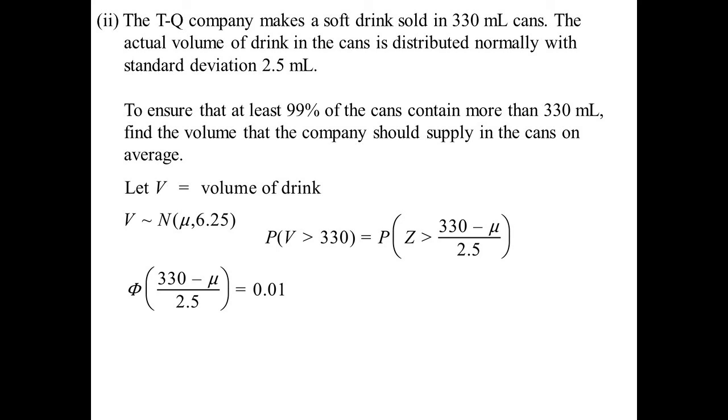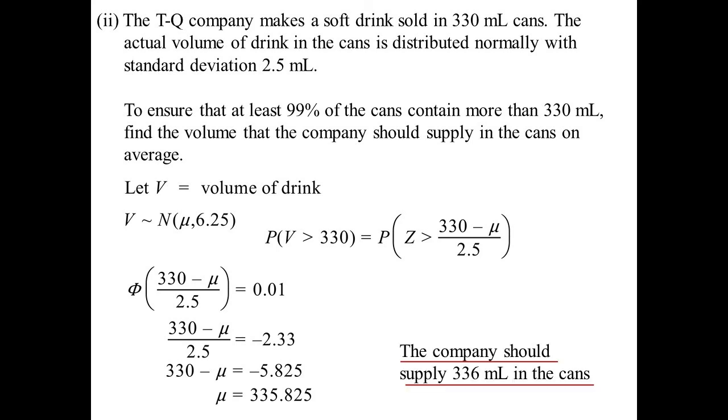If I look up 0.99, the closest I have is 0.9901. So that's not a bad one. That's 2.33. Therefore, by symmetry, the one I want for 0.01 is negative 2.33. Now we just rearrange it, and there's our average, 335.8. So if we set the machine at 336 milliliters, we should be okay. We'll get the 99% probability of there being more than 330 mils in the can.